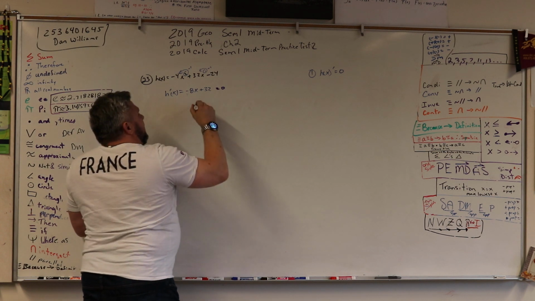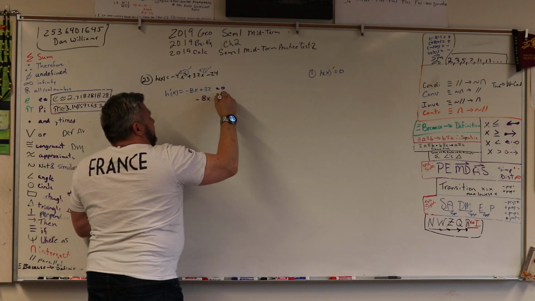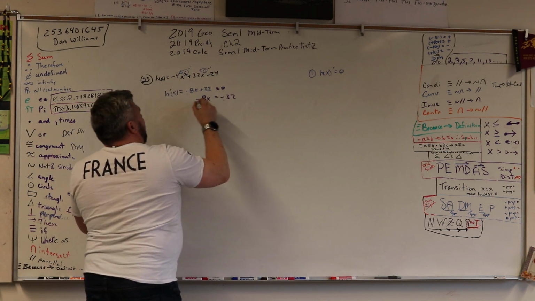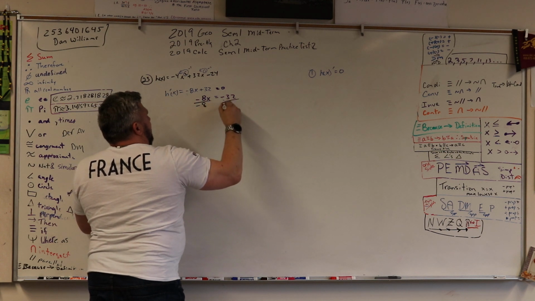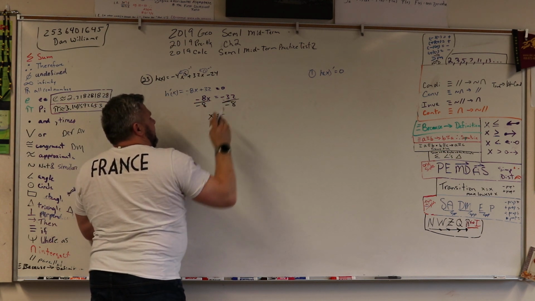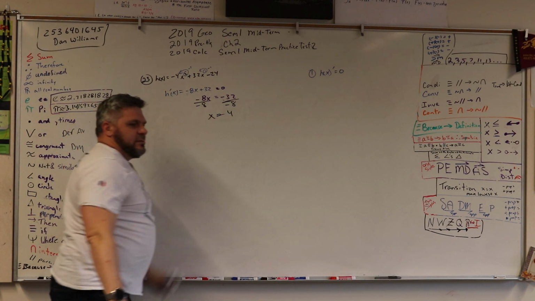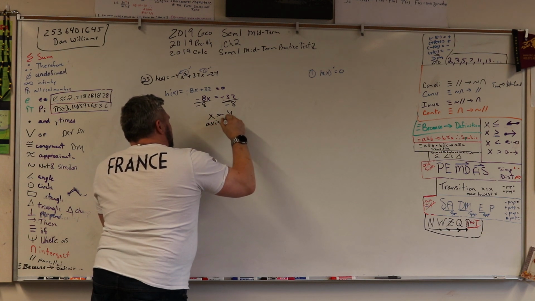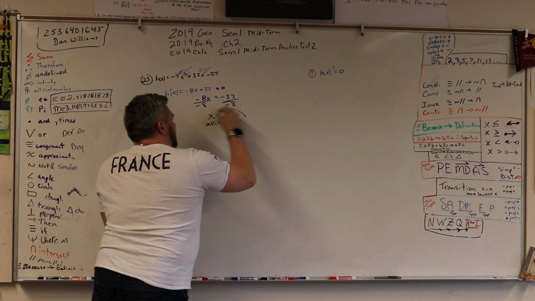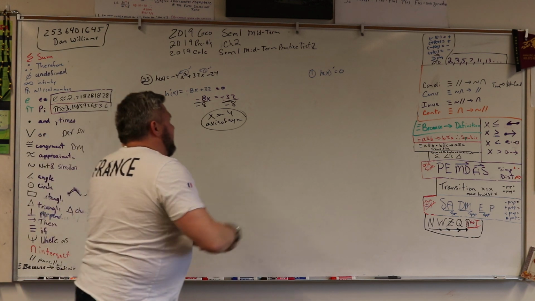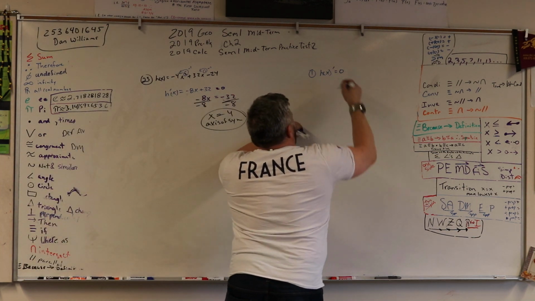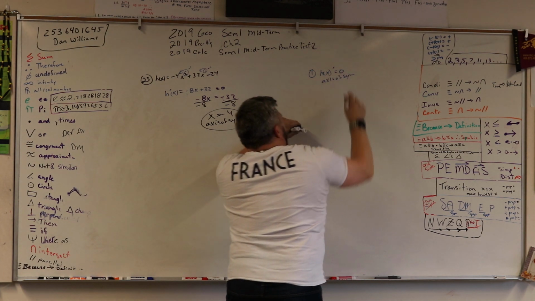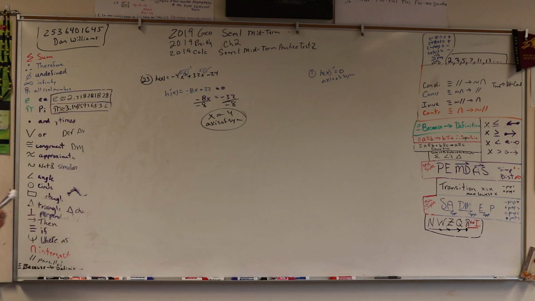And then solve. So I got negative 8x is equal to negative 32. And then I divide by negative 8. I get x is equal to positive 4. Okay? And that is what we call the axis of symmetry. So when you set this derivative equal to 0, you get the axis of symmetry. Okay? Then, what do we do?